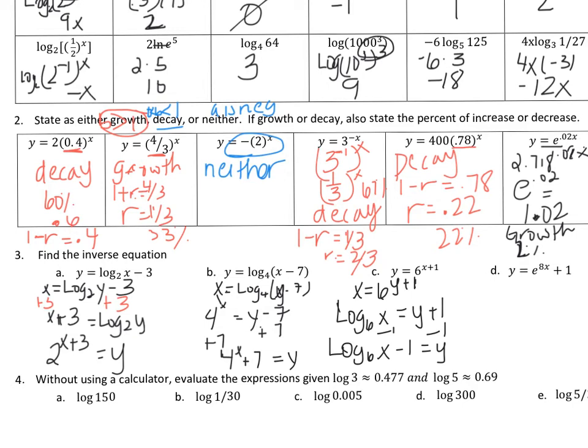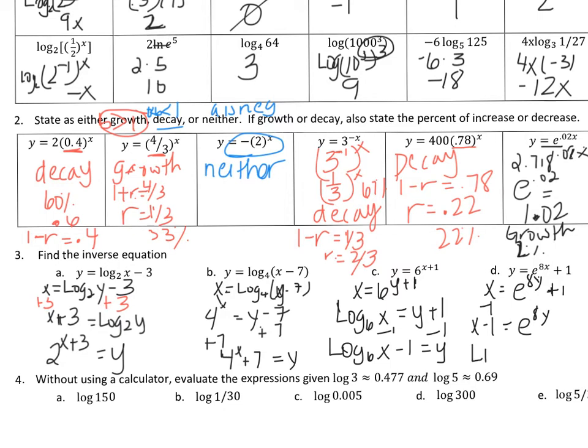And D, x equals e to the 8y plus 1. That plus 1 is not in the exponent, so we're going to deal with it first. Minus 1. X minus 1 equals e to the 8y. That doesn't look like a y. Let's fix that. 8y.